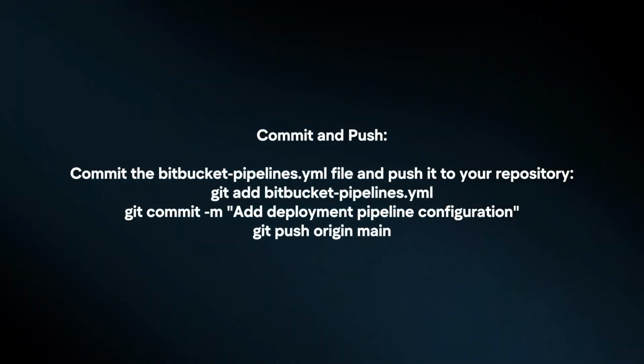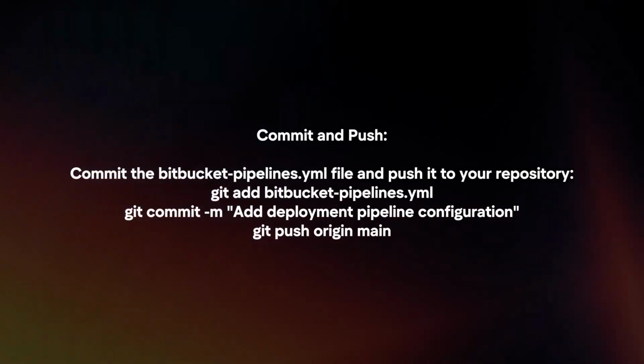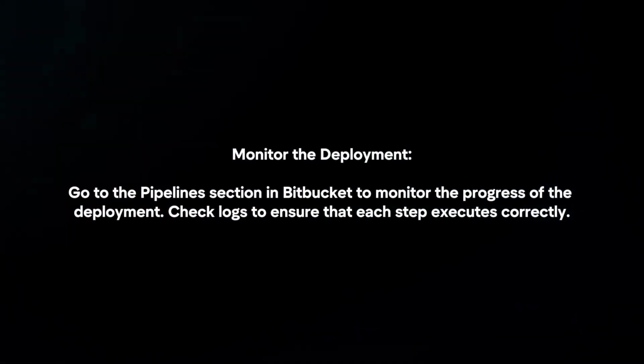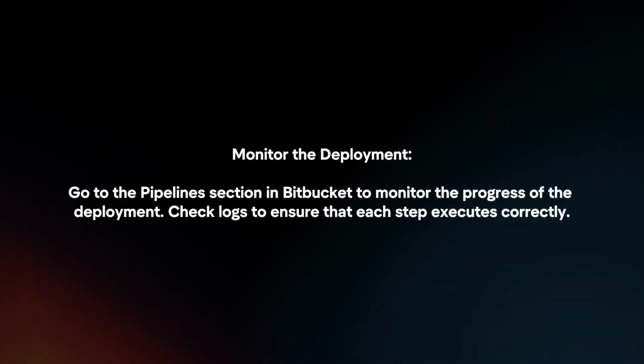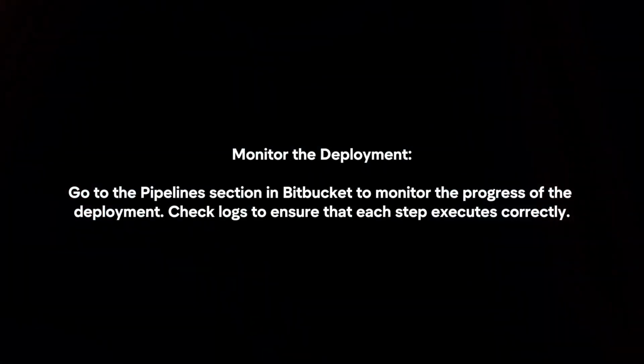Commit and push. Commit the bitbucket-pipelines.yml file and push it to your repository. Monitor the deployment. Go to the Pipelines section in Bitbucket to monitor the progress of the deployment. Check logs to ensure that each step executes correctly.